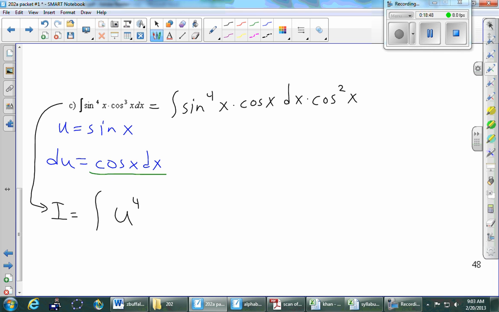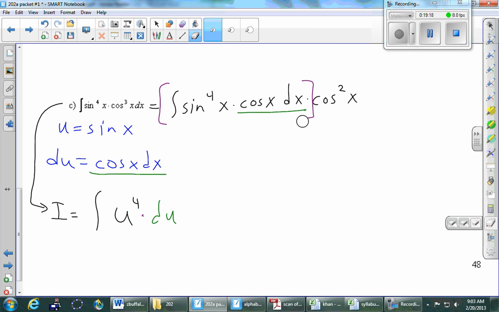This cosine of x dx, I can find that in the integral. But I peeled off the extra cosine squared. It looks kind of funny to stick it after the dx, but I'm really putting it way out there just to indicate I don't know what to do with this thing. So if it were just this, then what could I put down here instead of the underlined thing? We could put a du. But it's not just that. What else do I have? I got that extra cosine squared. So the question is, is there anything we can do to rewrite cosine squared?